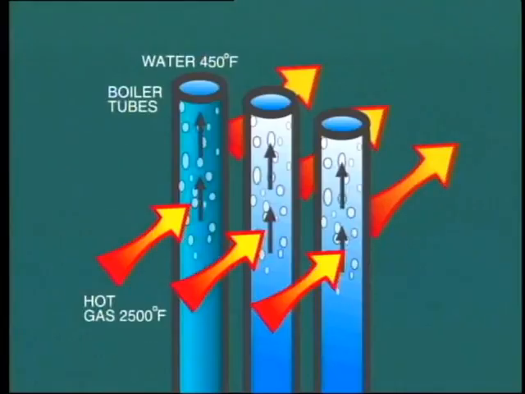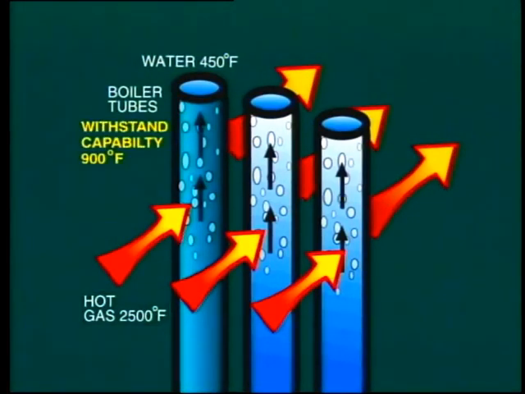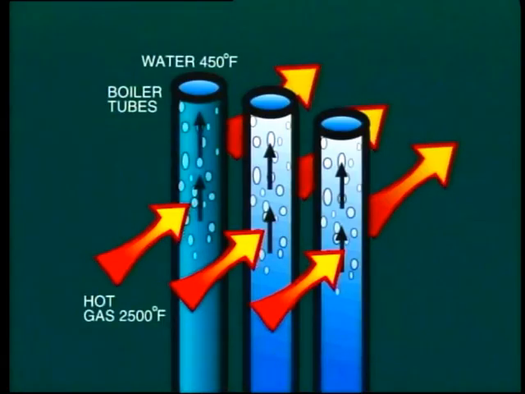But why are we so concerned about maintaining good circulation of water through the tubes? Well, just consider the fact that the temperature of combustion gas inside the furnace is in the range of 2,500 to 3,000 degrees Fahrenheit, and by comparison, the temperature withstand capability of the wall tube metal is about 900 degrees Fahrenheit. It is only the positive flow of water inside the tubes which conducts heat away quickly enough to maintain the tube metal temperature at a safe level.